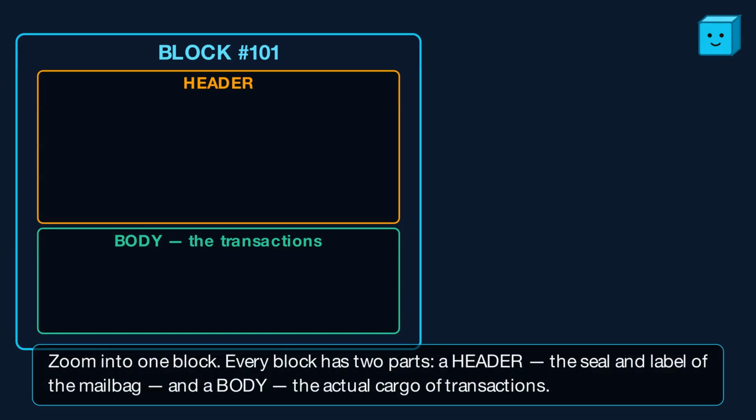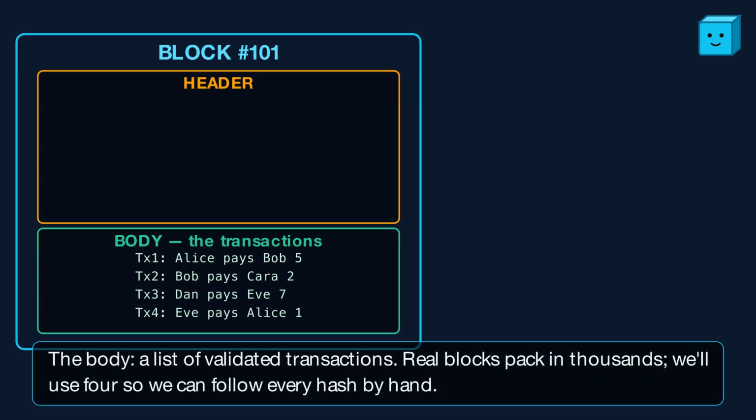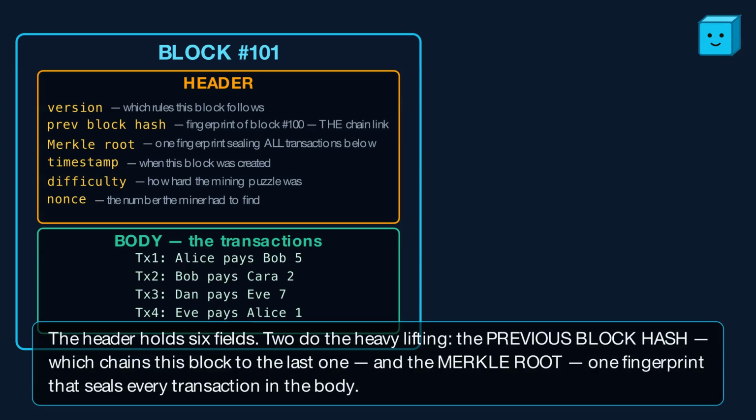Zoom into one block. Every block has 2 parts, a header, the seal and label of the mailbag, and a body, the actual cargo of transactions. The body, a list of validated transactions. Real blocks pack in thousands. We'll use 4 so we can follow every hash by hand. The header holds 6 fields.